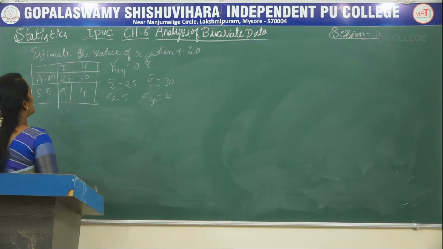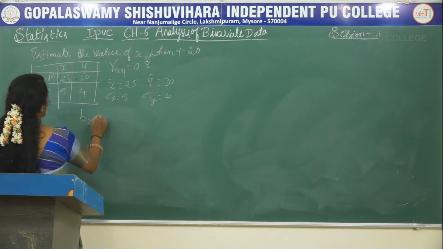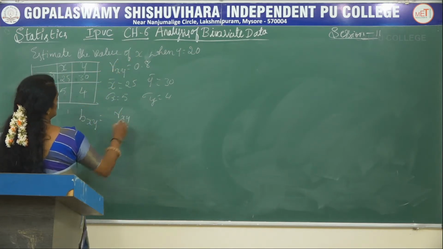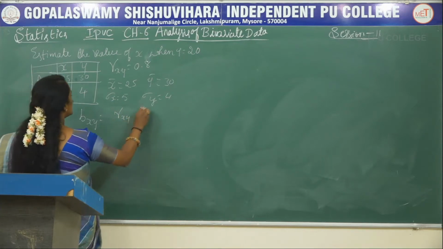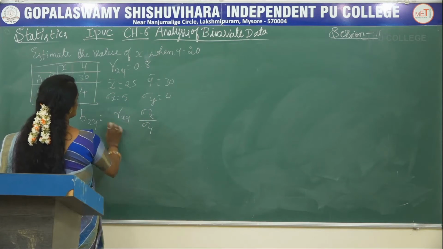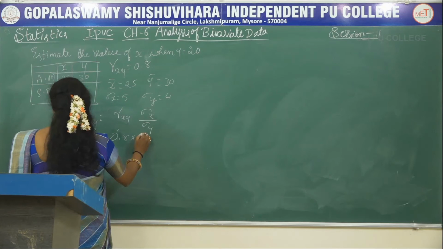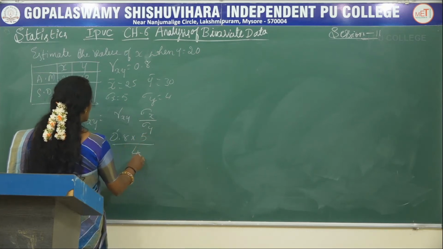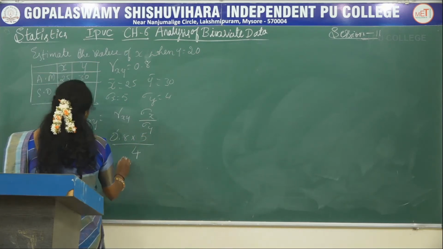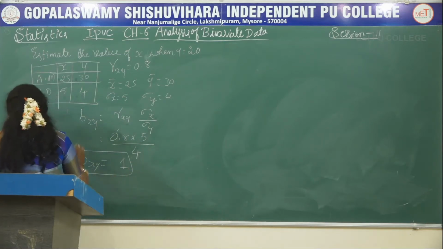Next we have to calculate the regression equation of, we want to find the x value, so it is b of xy. So r, correlation coefficient of xy, into sigma x by sigma y. This value is 0.8 into sigma x, it is 5, so 5 divided by 4. So this is 1. So b of xy value is equal to 1.